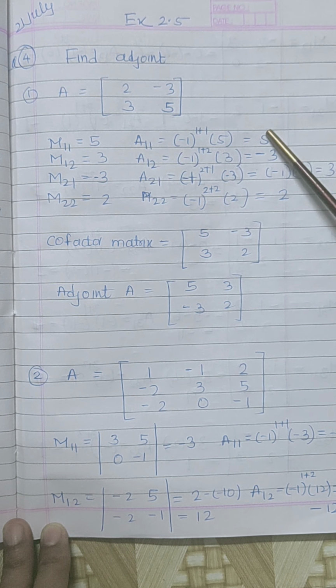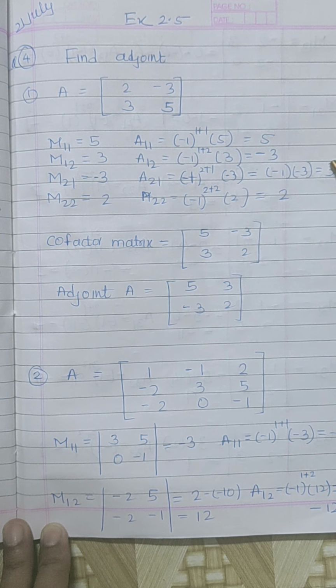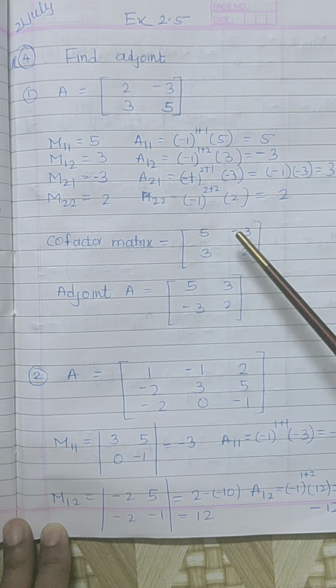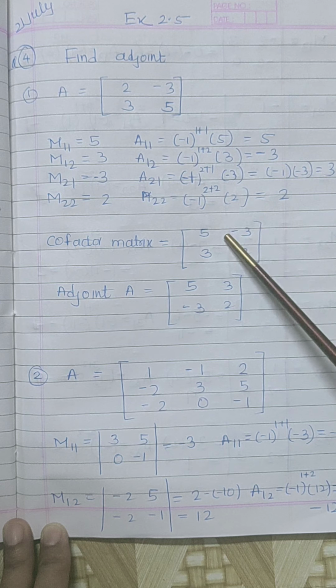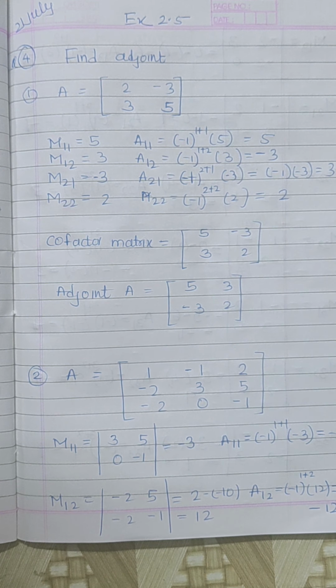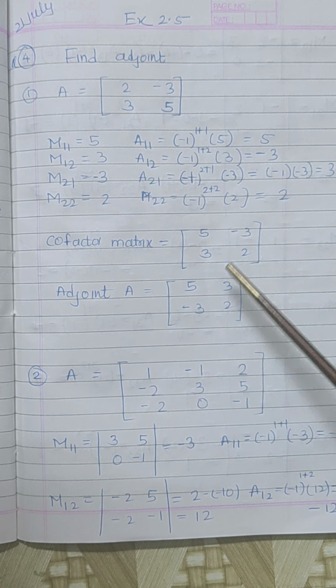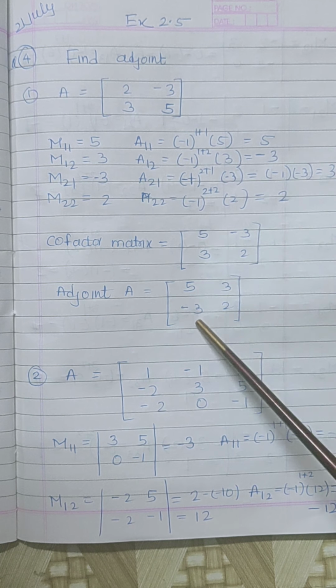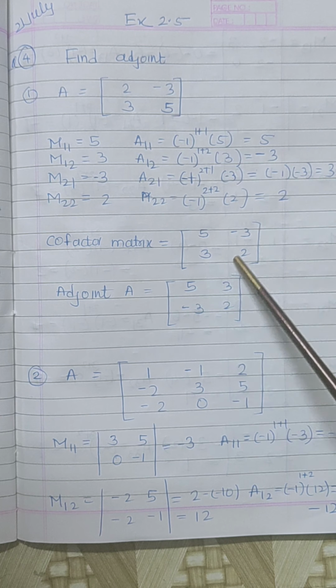Now we will first write the cofactor matrix. The cofactor matrix is 5, 3, minus 1, 2. And how to find its adjoint? Take the transpose of this. When you take the transpose of the cofactor matrix, it becomes the adjoint. Transpose means change the rows into columns. 5, minus 1 will become a column and 3, 2 will become this column. Next one.